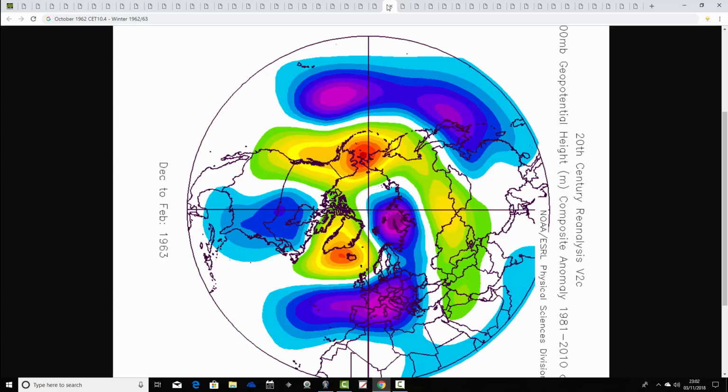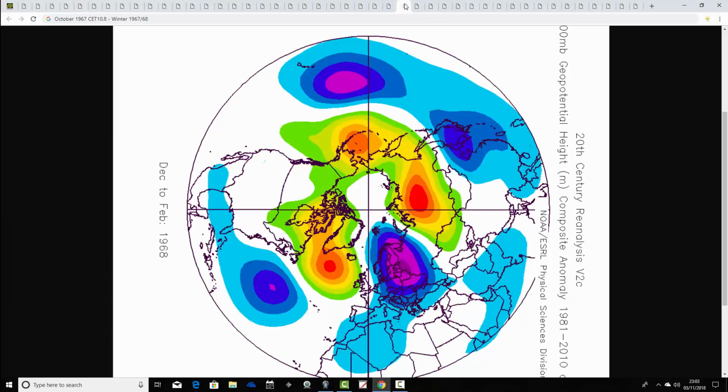And it means that the Great Winter of 62-63 appears in our analogues. And I think this is the first time that's happened this season. So we know this one is the coldest winter since 1740. It's the daddy of cold winters, with severely cold air coming in from the east. You know all about the winter of 62-63. I don't need to tell you about that, but it's the first time it's appeared, I think, in our analogues this season. We're up to October 1967, which has a CET of 10.8, and the winter of 67-68 looks like this.